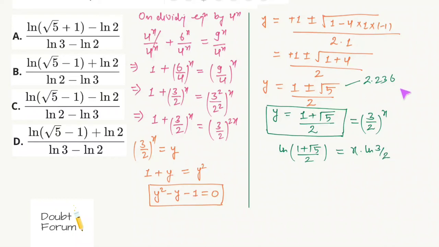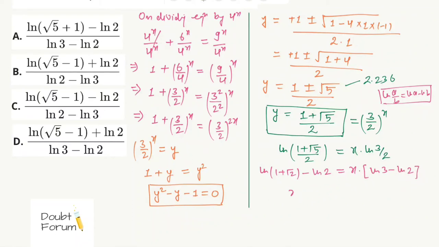Now one thing we must know, that natural log of a upon b is equal to natural log of a minus natural log of b. This is the formula. So we can use the same formula here. So this will become ln(1 + root 5), this is a, minus ln 2. This will be equal to x times (ln 3 minus ln 2).